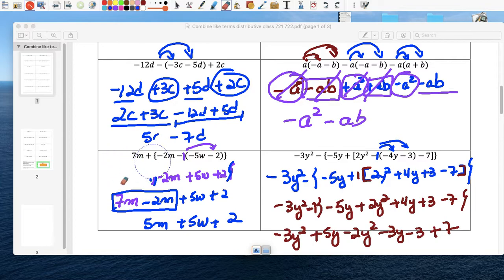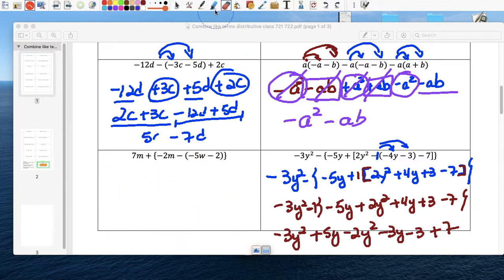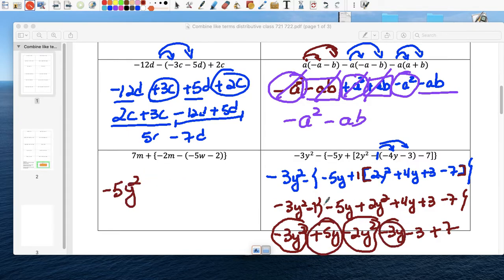I'm going to have to erase this over here. So if I combine like terms, there's the y squareds. So I have negative 3y squared and negative 2y squared, so that gives me negative 5y squared. Y's, I have plus 5y and minus 3y, so that gives me plus 2y. And negative 3 plus 4 plus 7 is plus 1. Okay.